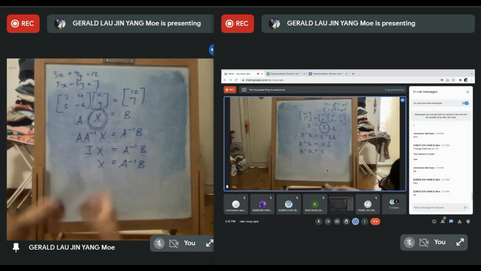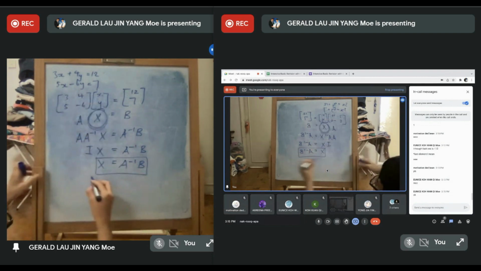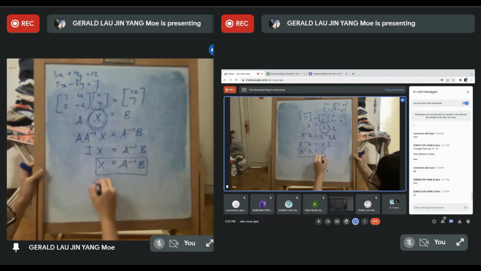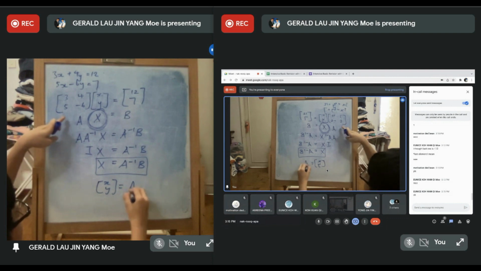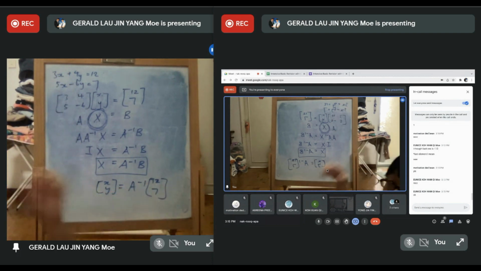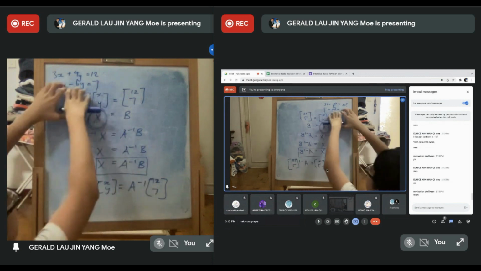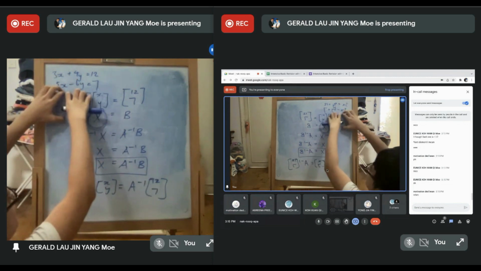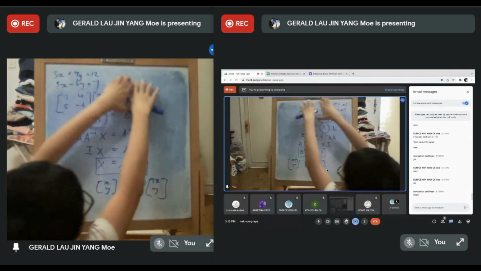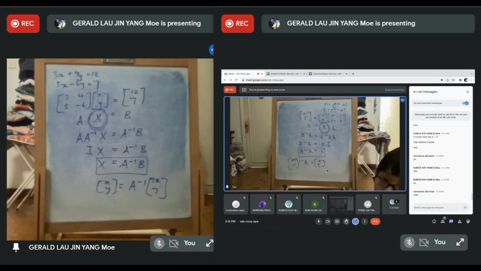So eventually, in the end, the most important is this. That means your XY maintain here, and then you have to find the inverse matrix of this one times the 12, 7. Can you understand? How to solve it using matrix method? This first matrix, find the inverse matrix times the B. Here. Then you get your answer.